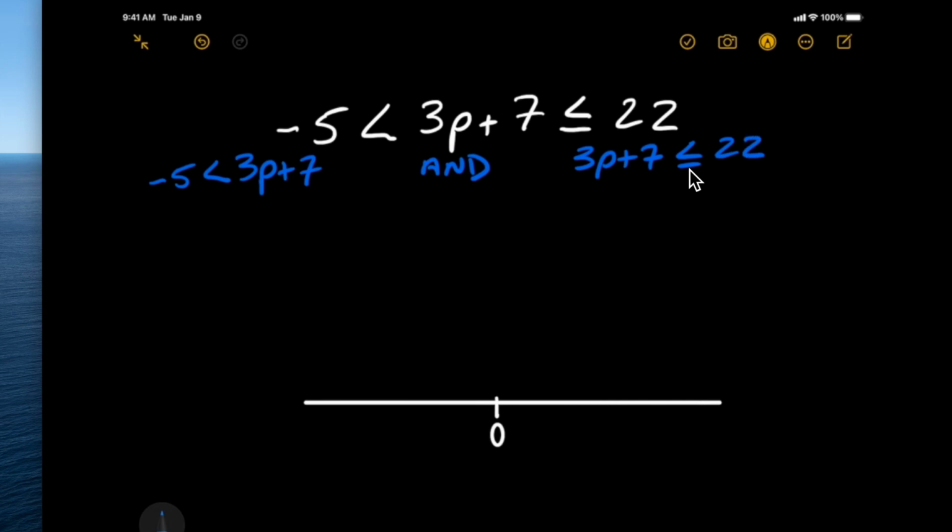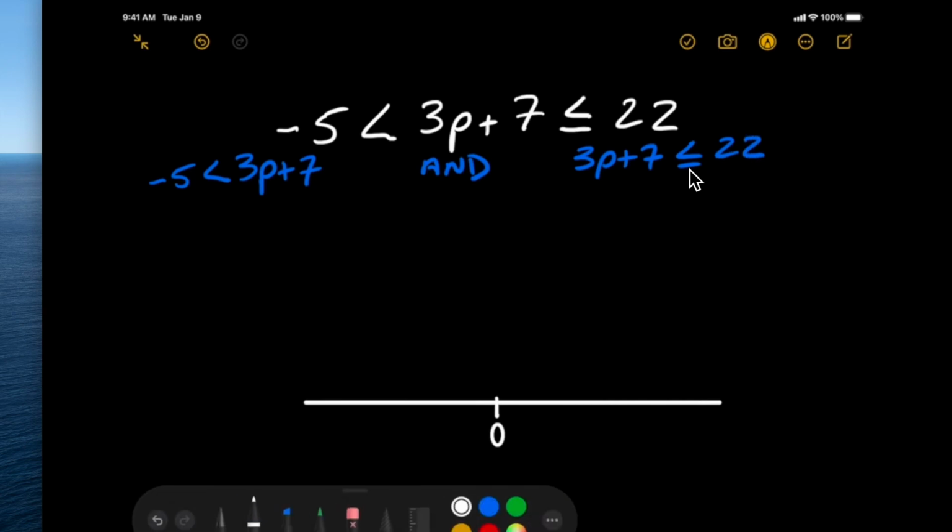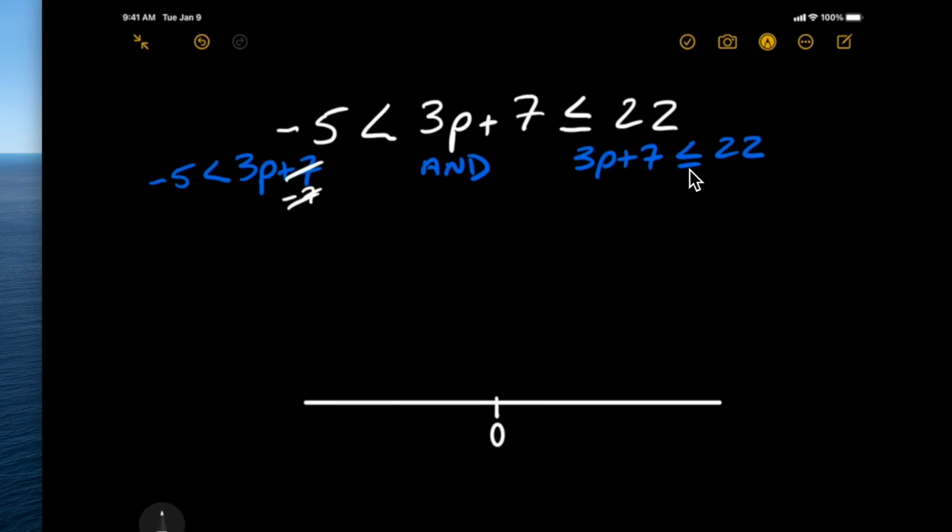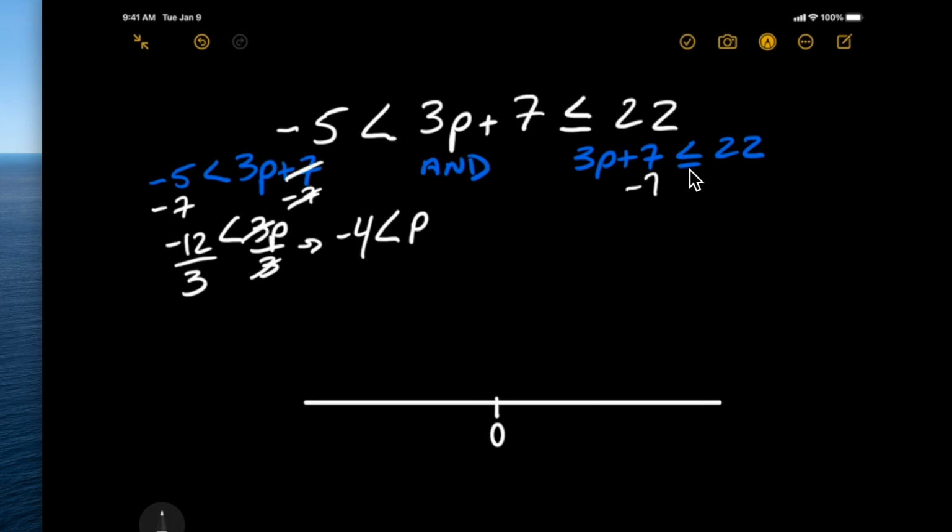Okay, let's do the first one. First thing I would do here is I would subtract 7 from both sides, and I would get 3p is greater than negative 12. Divide both sides by 3, and I would get p is greater than negative 4. No flip of the sign. Next one, subtract 7. 3p is less than or equal to 15. Divide both sides by 3. P is less than or equal to 5.